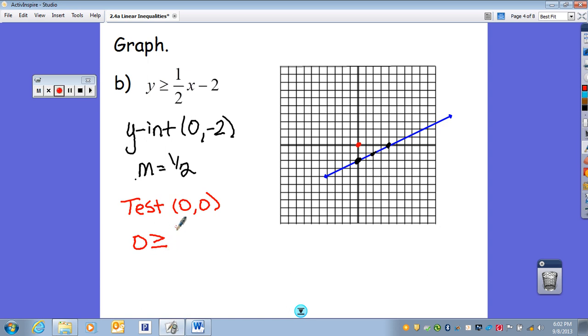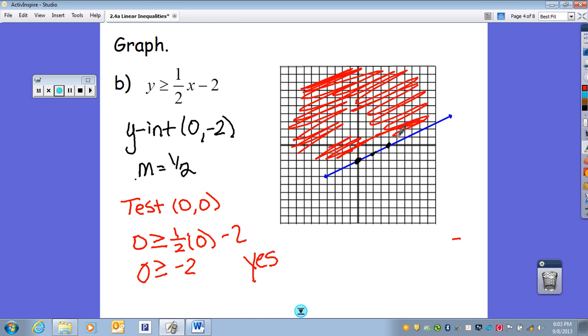Is 0 greater than or equal to 1/2 times 0 minus 2? Is 0 greater than or equal to 0 minus 2, which is negative 2? Yes, 0 is greater than or equal to negative 2. And since we said yes, that means the point (0, 0) works. That would tell me that any points in this area would work. All of these points in this area would be solutions to our inequality.